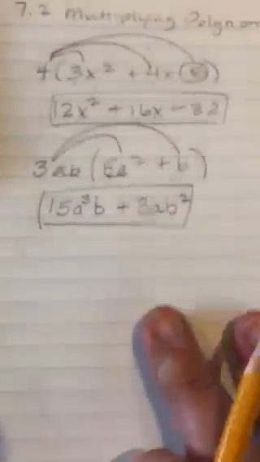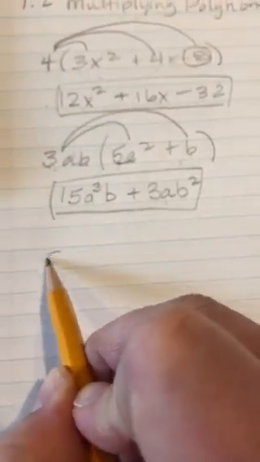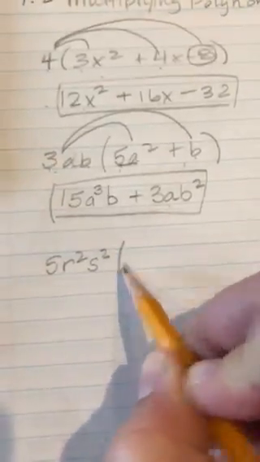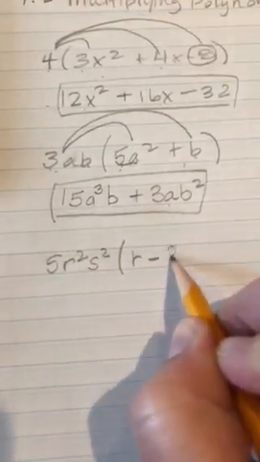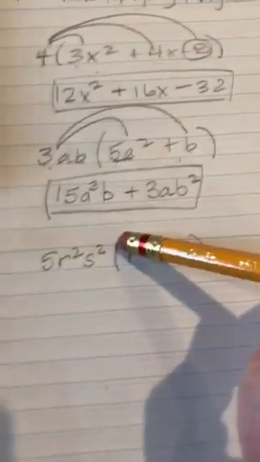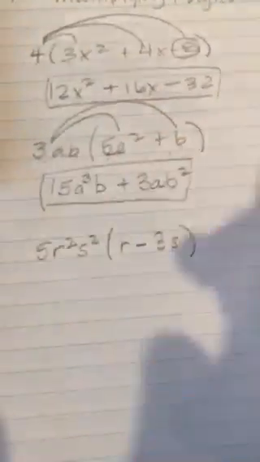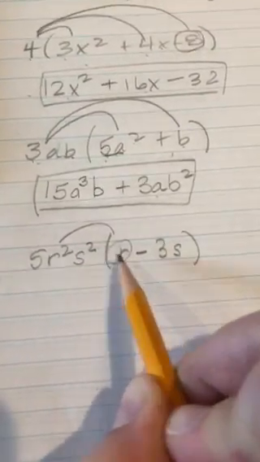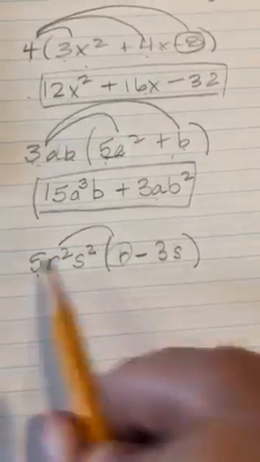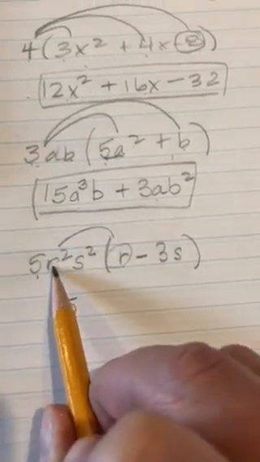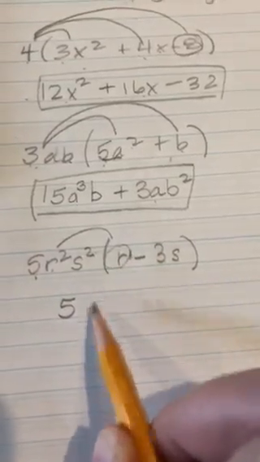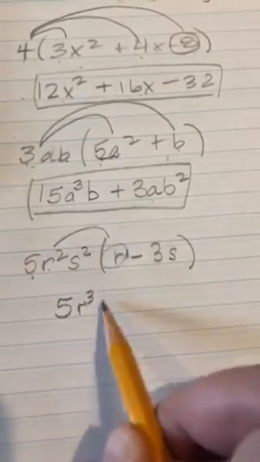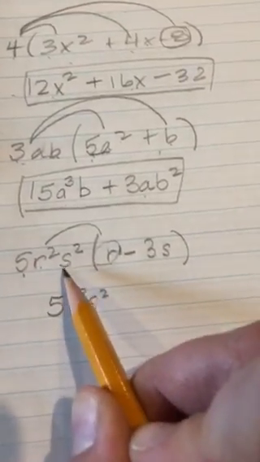Okay, let's look at one last one. We've got 5r squared s squared times r minus 3s. Okay, so let's distribute this into both terms. So our first term is r. Since there's no other number to multiply 5 by, it becomes 5. R squared times r to the first gives us r to the third because 2 plus 1 is 3. S squared just gets brought down because there's no other s.